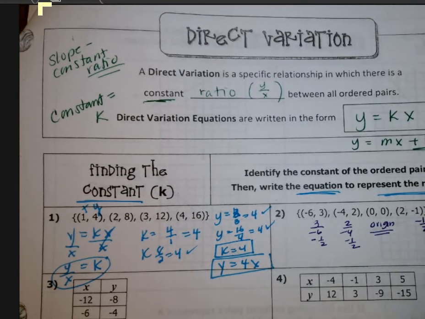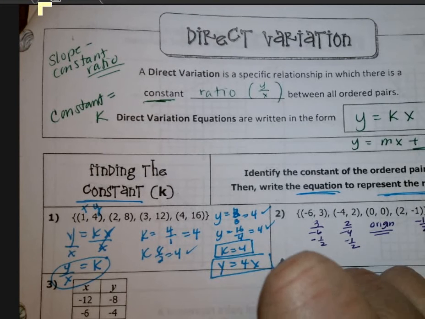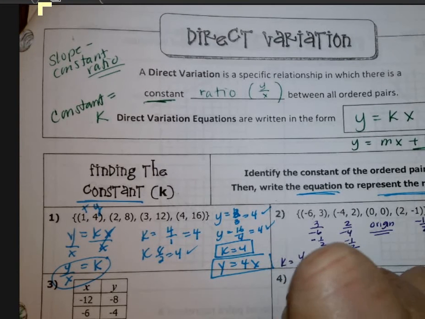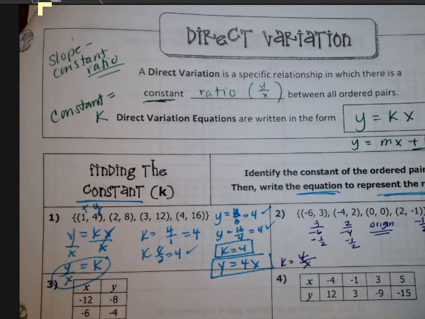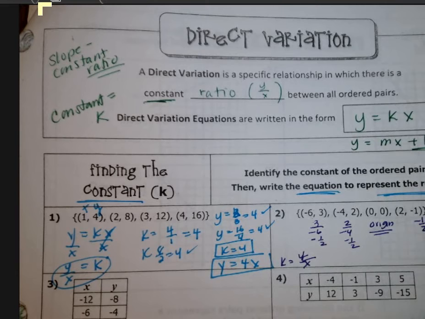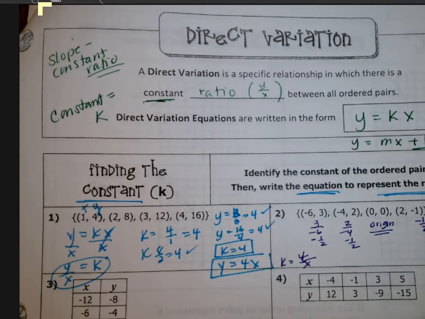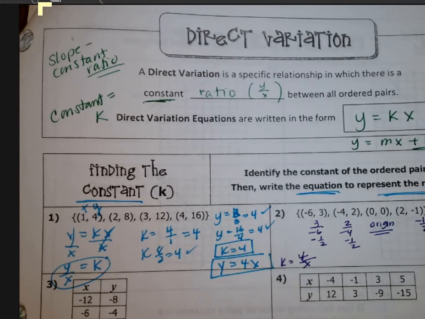That means that, and again, just remember, to find that, I divided my y by my x. That's all I did up there. So my k equals negative 1/2. My constant is negative 1/2. So my equation is y equals negative 1/2 x. Okay, let's look at number 3.